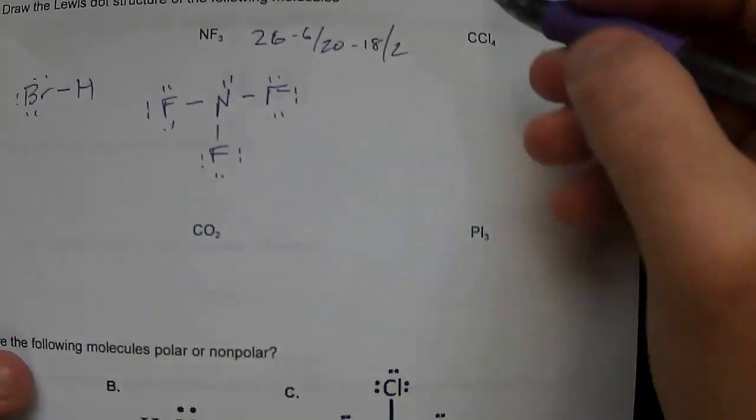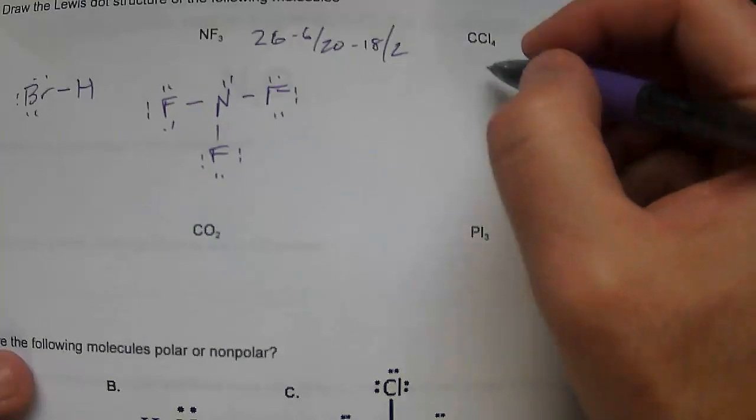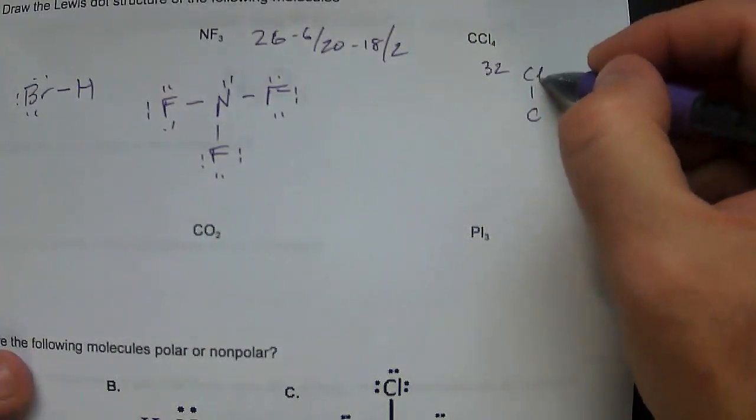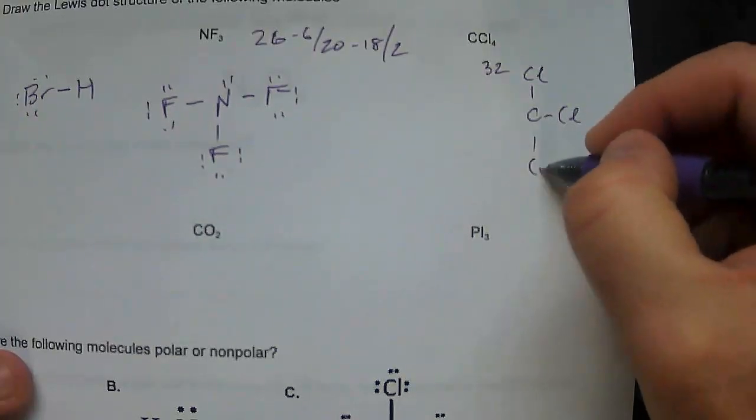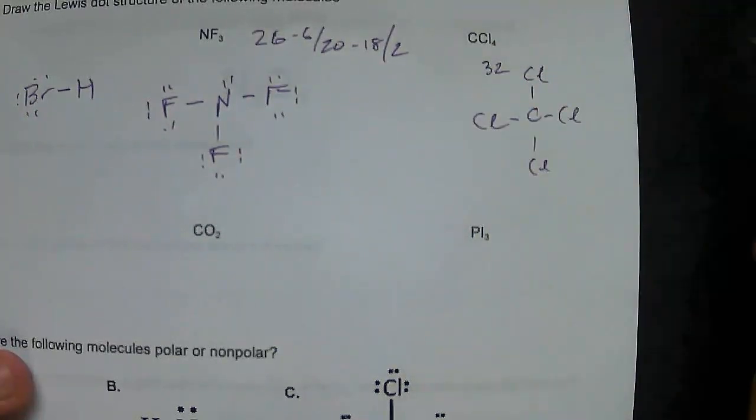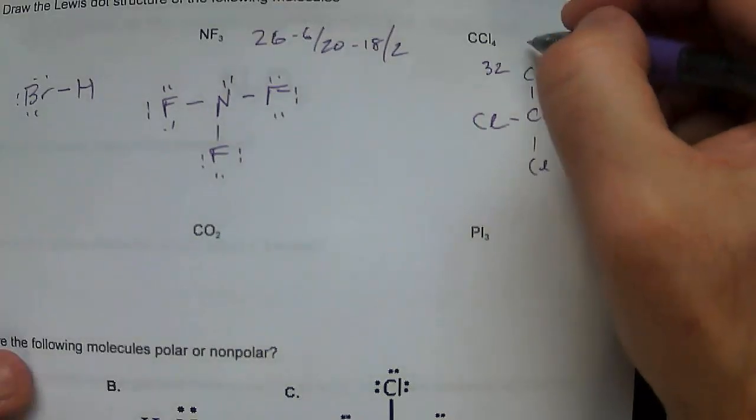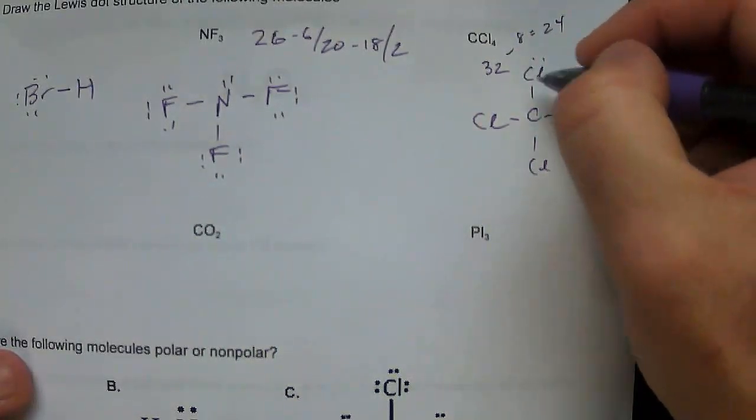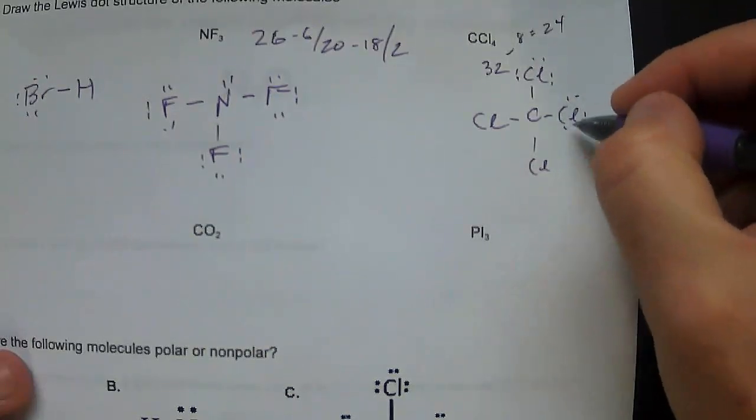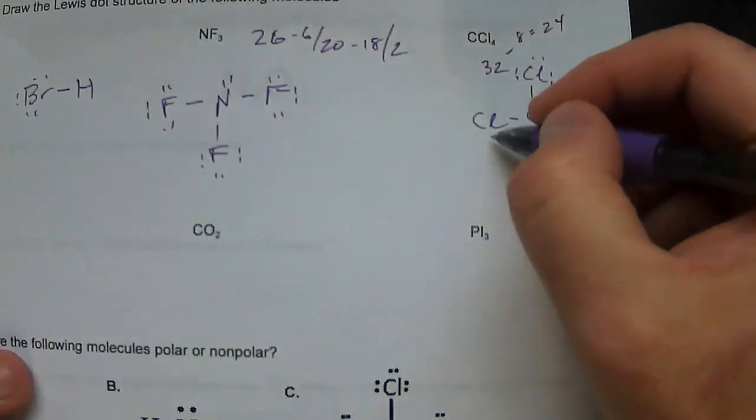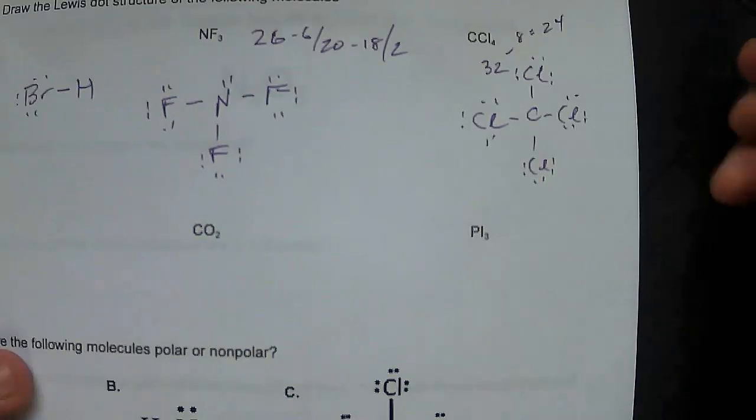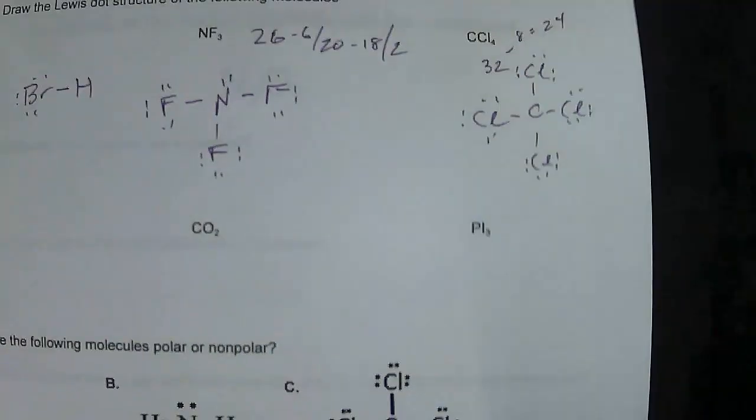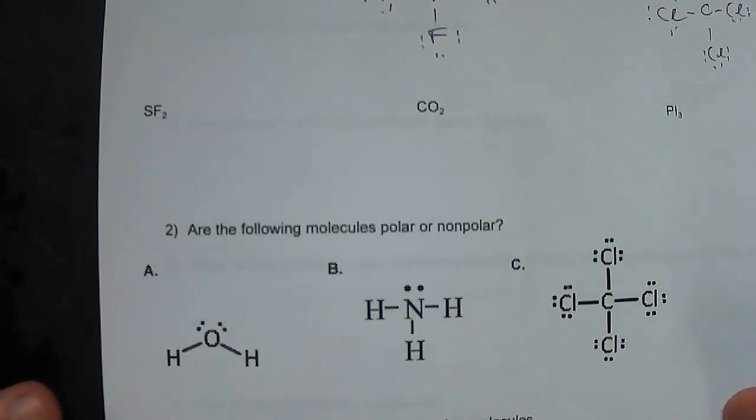Okay, so CCl4, same thing. Here we have 32, so we're going to put a C, Cl, Cl, Cl, Cl. So that's minus 8. So we're 24, 2, 6, 6, 6, 6. Good, done. Okay. And now for SF2.